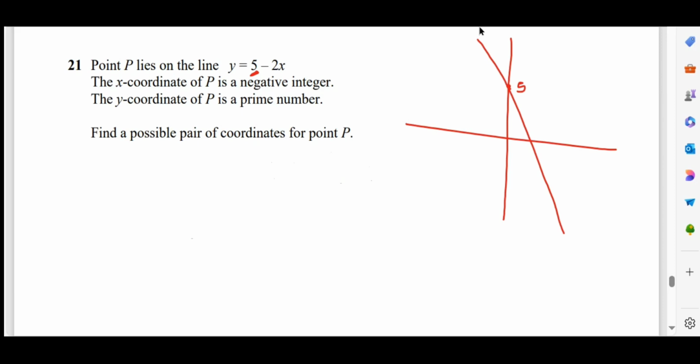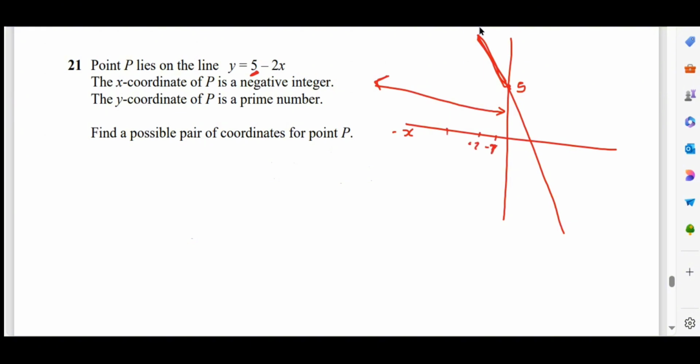So they say that P lies somewhere on this line, and the x coordinate of P is a negative integer. For this, we have our x coordinate, which is along this place. This is our negative integer. So from here to infinity here are negative values of x. So it simply means that our P is somewhere here. We don't know where exactly, so it's somewhere there.